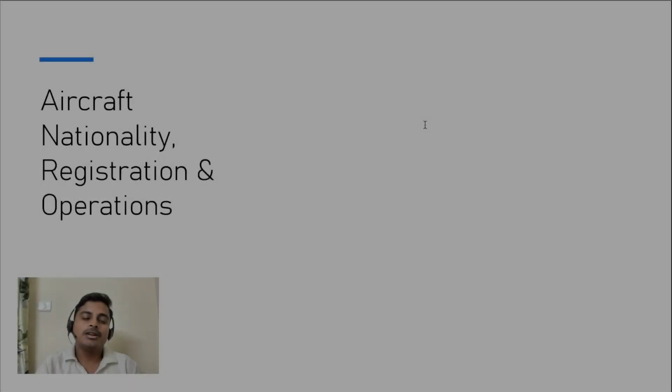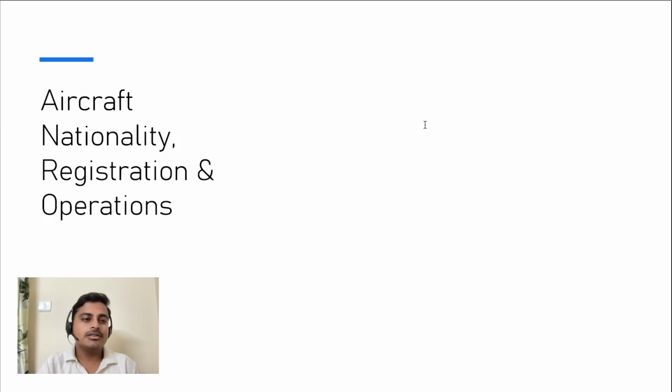Talking about aircraft nationality, registration, and operations, we have categorized articles 17 to 21 into this category, which is aircraft nationality, registration, and operations.